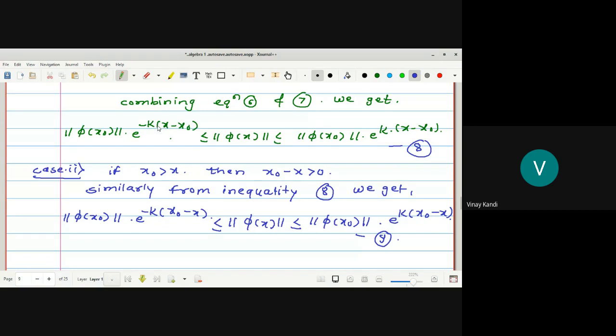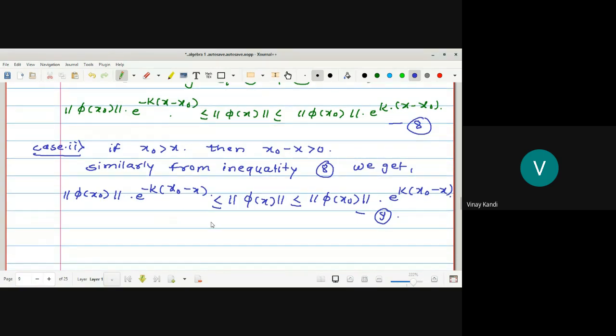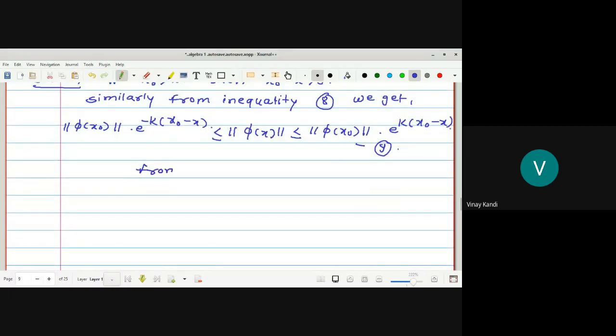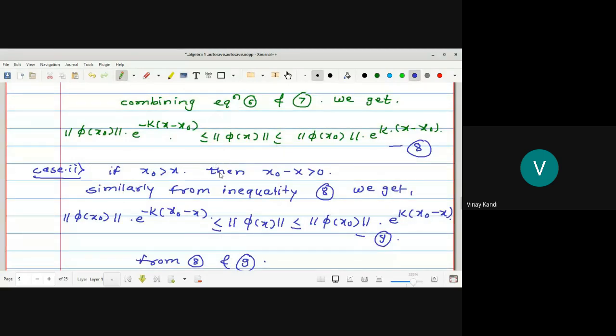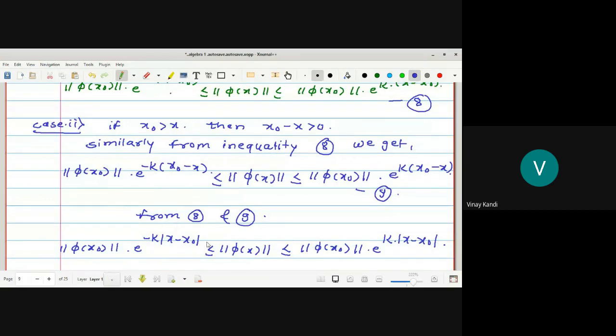Now combining 8 and 9. Here x is greater and here x naught is greater. Combining these two equations, we get the mod, the difference between x and x naught. From 8 and 9, we get the norm of phi of x naught into e raised to minus k. Now here the bracket goes and comes here as mod x minus x naught, which is less than or equal to the norm of phi of x, which is less than or equal to the norm of phi of x naught. This is true for x naught minus x and also for x minus x naught. So combining these two equations, we get mod x minus x naught. So this is the proof of the theorem.